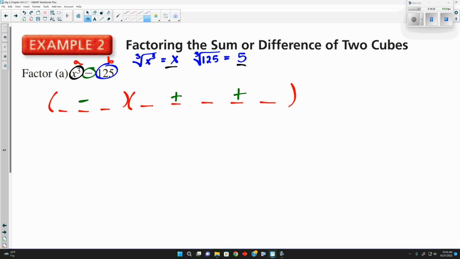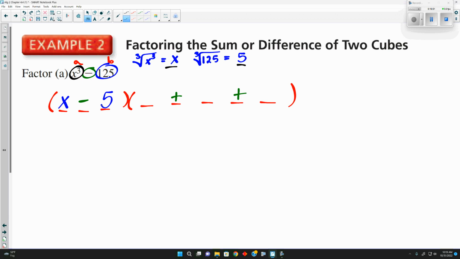Now in both cases, with a sum and a difference, the first set of parentheses is a and b, just the values themselves. So here the value of a is just x, and the value of b is just 5. Any questions on how we've done this so far?